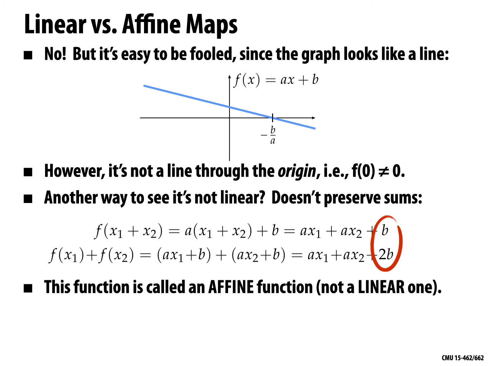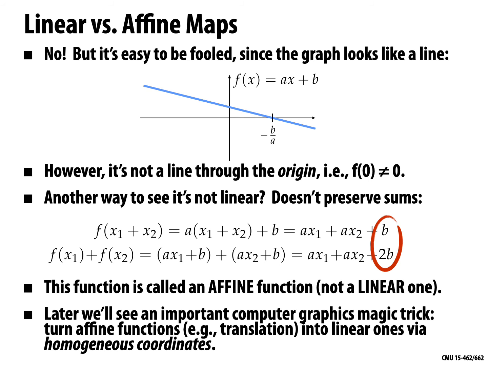And in fact, this form of function has a special name. It's called an affine function rather than a linear function. An affine function is like a linear function, except it can shift the origin. And affine functions are actually kind of annoying when it comes to defining certain operations in graphics. Later on, we're going to see there's an important little magic trick that you can apply to transform certain affine functions into linear ones. And that's going to be really, really important for designing a graphics pipeline that handles spatial transformations. But I will pester you all a little bit throughout the semester to make sure you know the difference between a linear and an affine function.